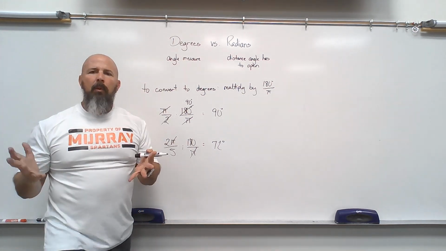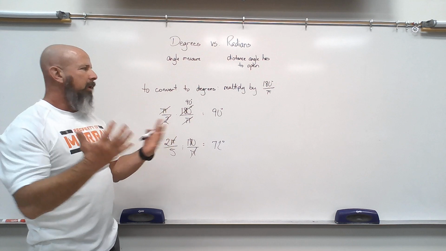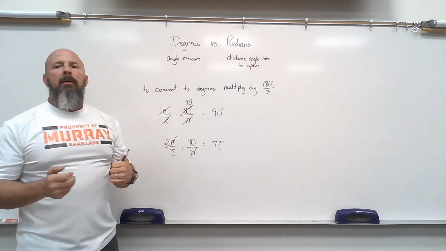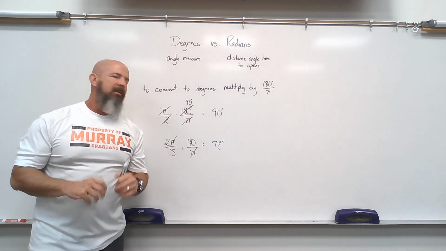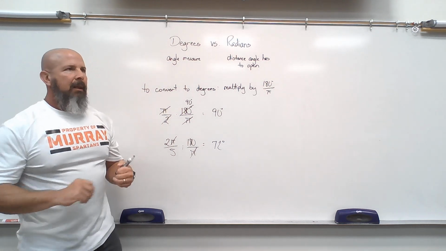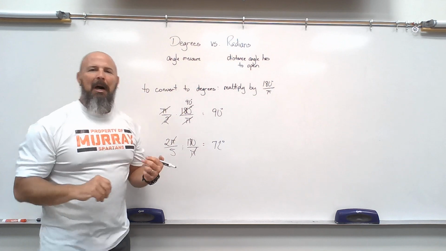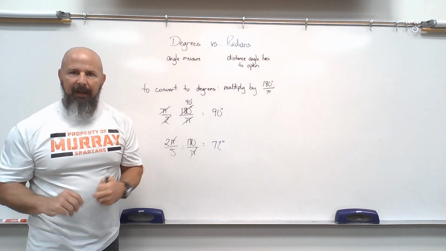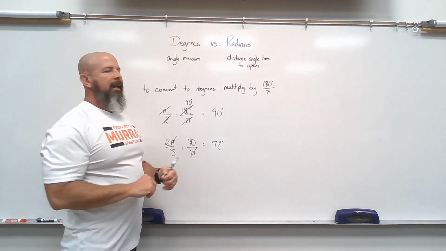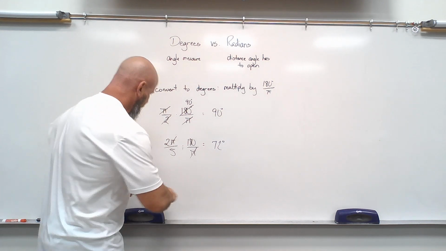All right, so we have two different ways. Going to degrees, multiply by 180 over pi. Going to radians, multiply by pi over 180. The way that I remember which one it is, the one I want's on top. If I want degrees, the 180 is on top. If I want radians, the pi is on top.